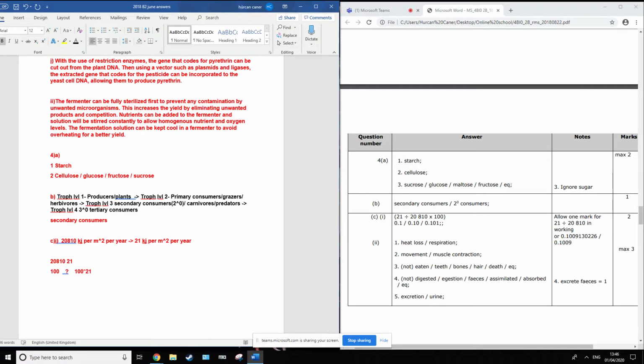100 multiplied by 21 divided by 20,810, which gives you 0.1 something something 91, which in short is 0.1%. That's your answer. Okay, does that make sense?